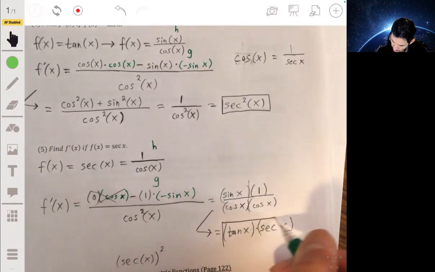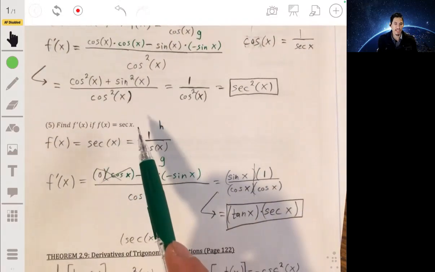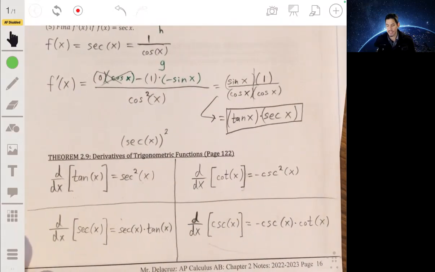So there you go. There's how we get the derivative of the secant of x being equal to the tangent of x times the secant of x, or the same thing as secant of x times the tangent of x.